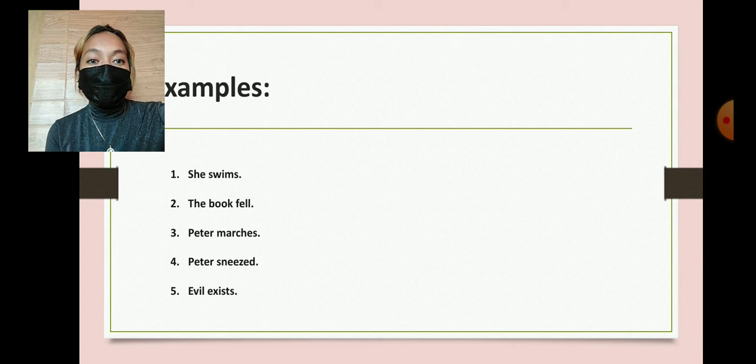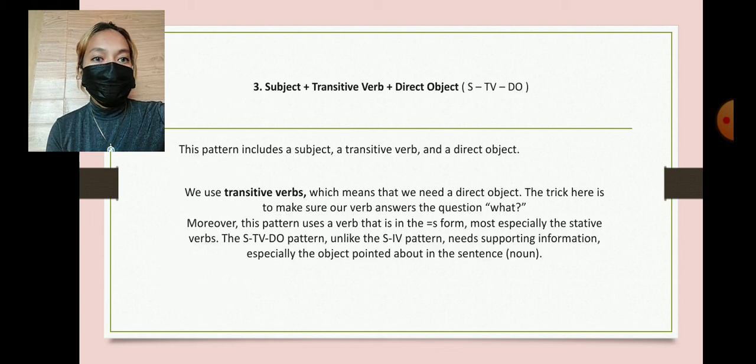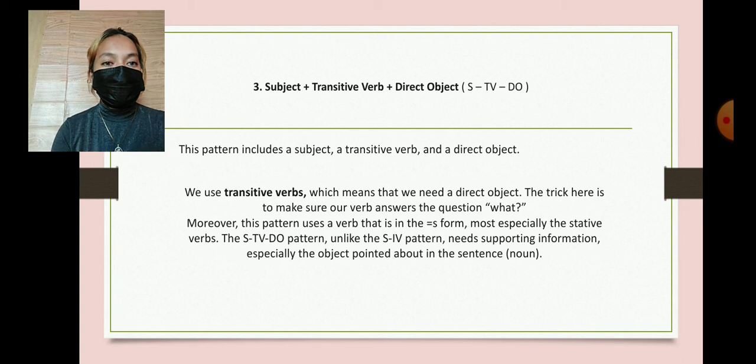So we have two words, but it already expresses the complete idea, right? So that is sentence pattern 2, which is the subject and the intransitive verb. Let's move on to the third one.